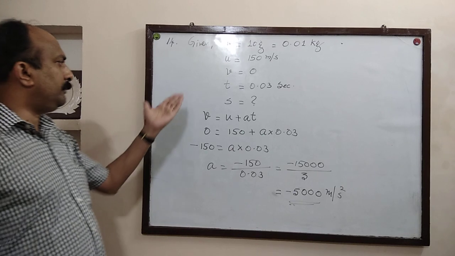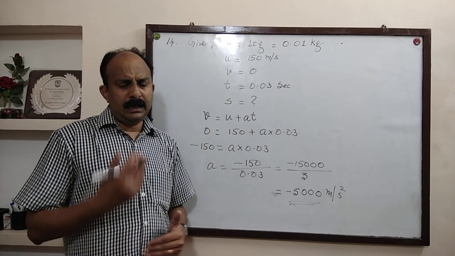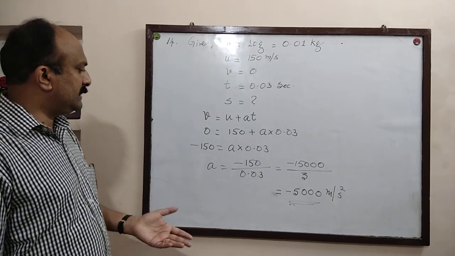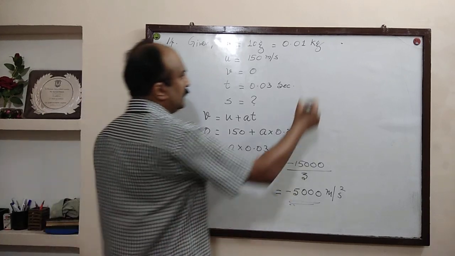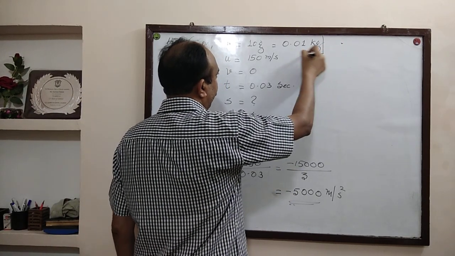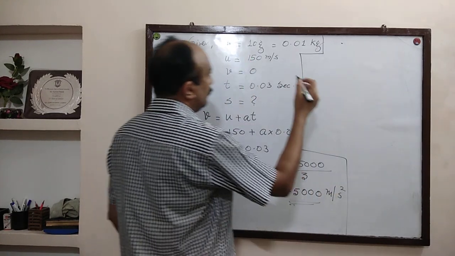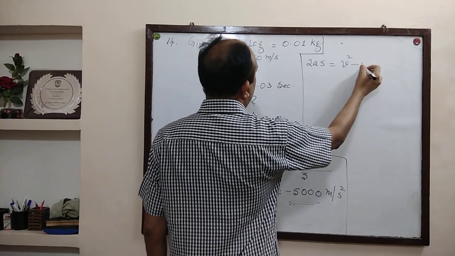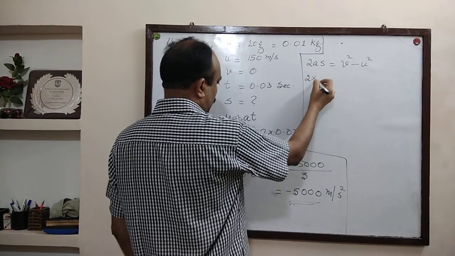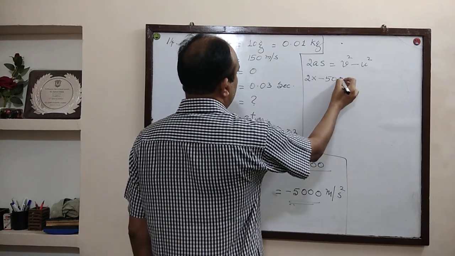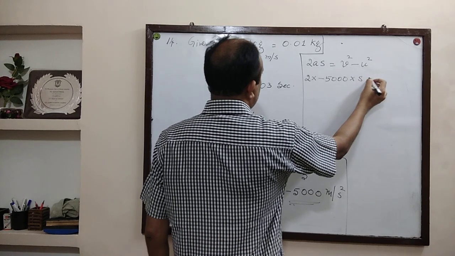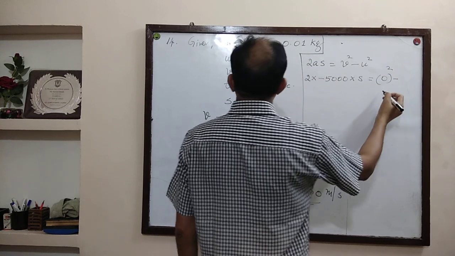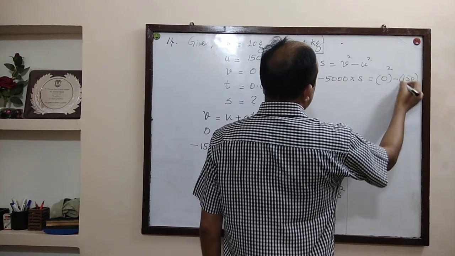Now in order to find the distance of penetration S, we have two options, either third equation of motion or second equation of motion, whichever is easy for you. Okay, using third equation of motion, now you can say 2AS equal to V square minus U square. 2 into A means minus 5,000 into S is equal to V square is 0 square minus U square means 150 square.